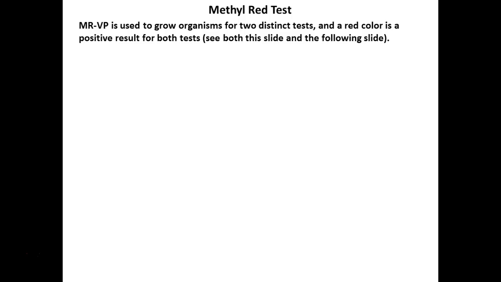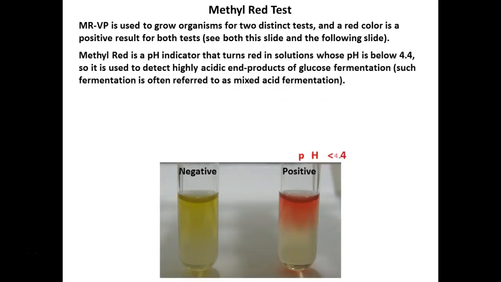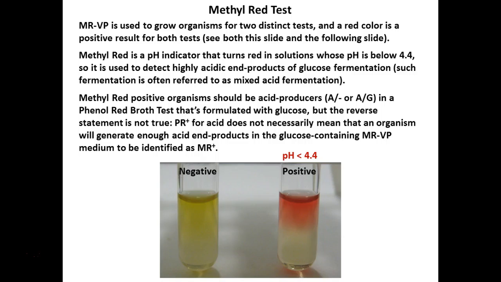That stays red at 4.4. It's a really low pH, right? That's really acidic. So this one is called mixed acid, right? Lots of acid, lots of different acids. Usually this organism produces those that make it very acidic. So again, red is positive, and it means they produced a lot of different acids. Very acidic media.